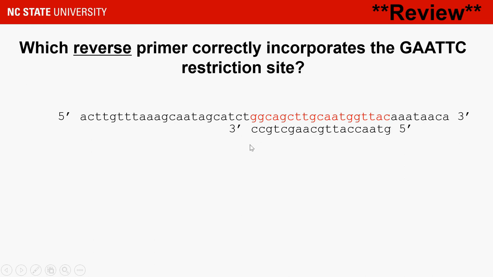Next, we want to incorporate this GAATTC restriction site into this reverse primer. If you still remember what we learned last week, the restriction site will be incorporated into the primer at the 5' end. So let's write down this GAATTC restriction site at the 5' end.